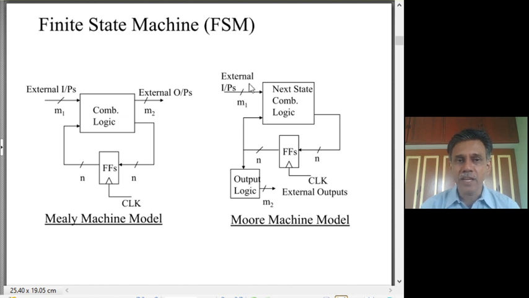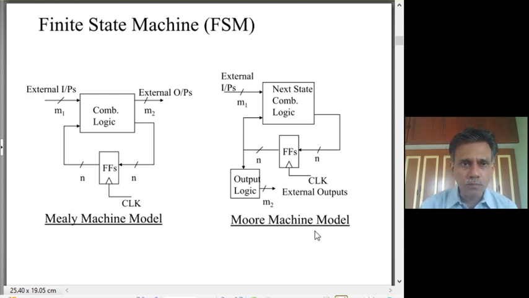So the input will not immediately affect the output in the present clock itself. It will only decide the state to which the machine will go, and in the next clock period its effect will be shown in the form of the output that is produced. So that is the difference between the Mealy and the Moore machine.